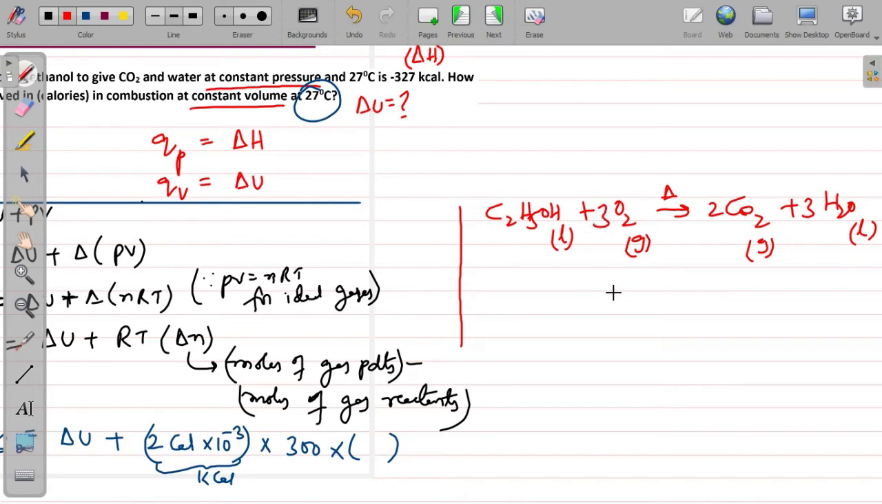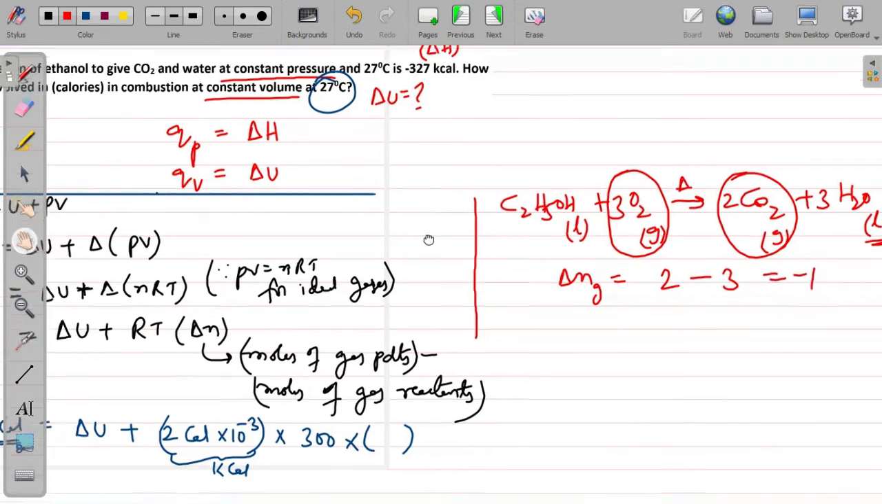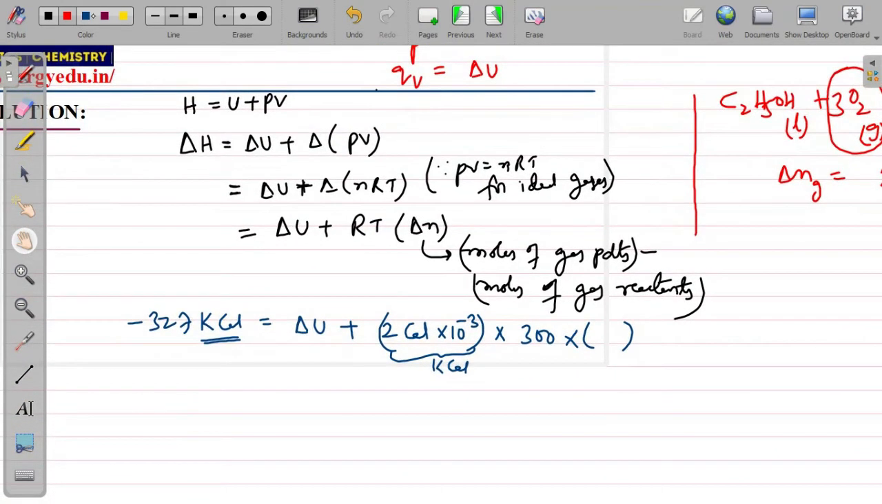Now in this equation, for delta N you only take gaseous products and gaseous reactants. The right side is a liquid, so we don't require it, and there are 2 carbon dioxide minus 3 oxygen, so this will be minus 1. You have to substitute that minus 1 here, and then solve this equation. When you solve it, you will get delta U as 326.4 kilocalories.